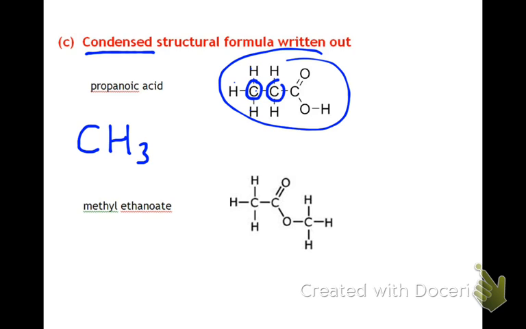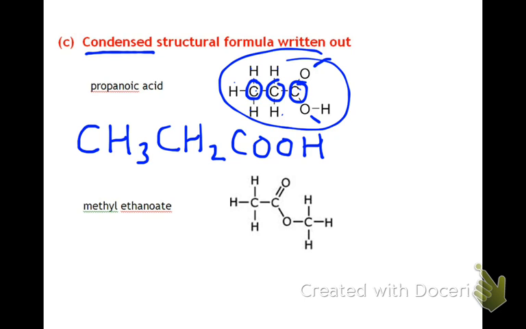Then we go to the next carbon atom, that one over there, and there are 2 hydrogens bonded, so we indicate CH2. And then we go to the final carbon atom over here, and we have an oxygen bonded to it, that's that one there, and then we have an oxygen there, and a hydrogen. And so that then is the condensed structural formula of propanoic acid.